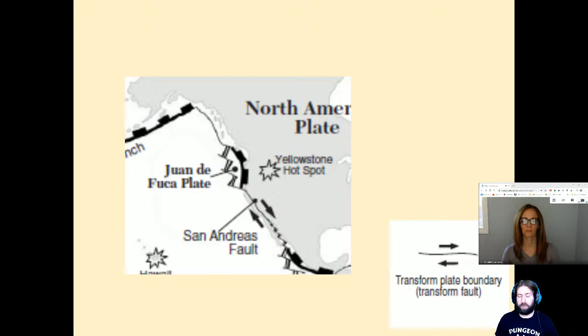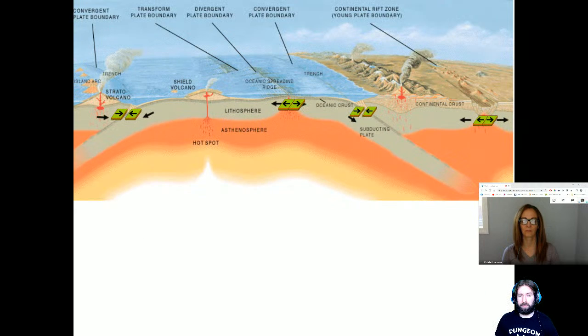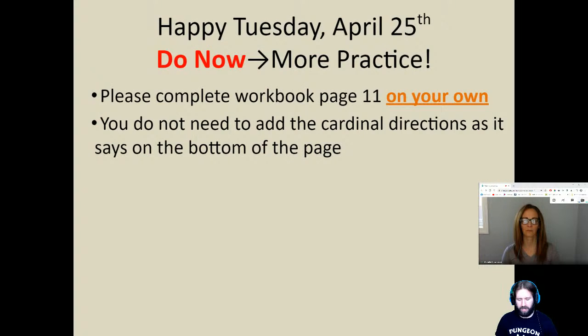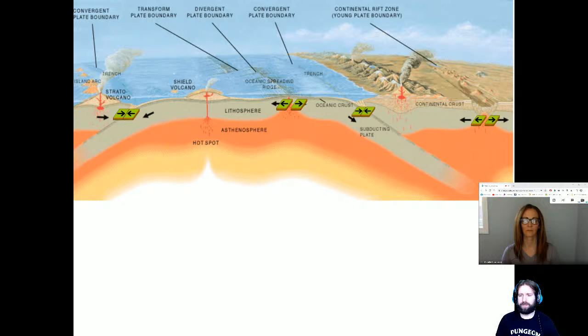But the transform plate boundary also leads to some pretty cool pictures, which I suppose we'll show next time as well.